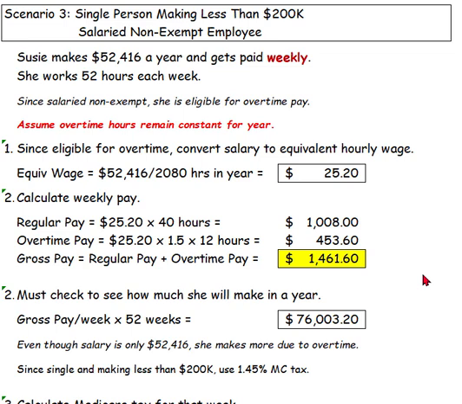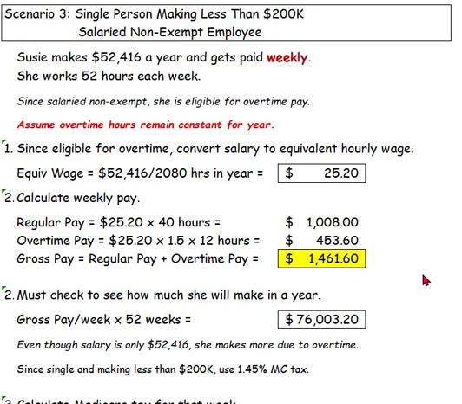Looking at scenario 3, we would have a single person making less than $200,000 a year. They are now classified for this example as salaried non-exempt, which means they will get paid overtime even though they're paid a salary. So let's say Susie makes $52,416 a year, and in this case gets paid weekly. She works 52 hours per week. Since she is salaried non-exempt, she is eligible for overtime pay, and we're going to assume overtime hours remain constant for the year, which makes our calculations much simpler.